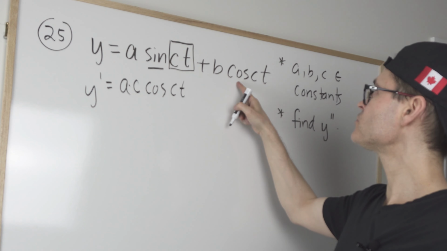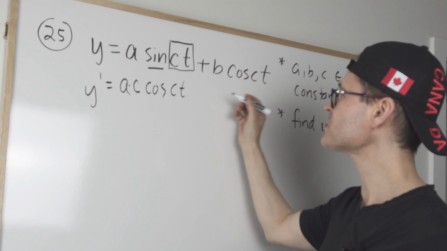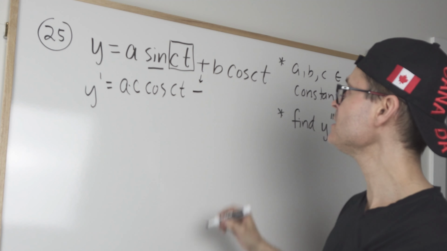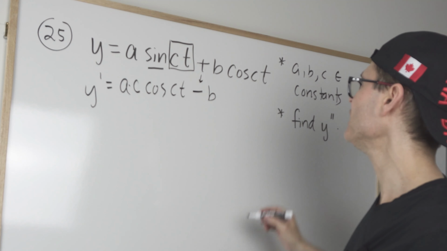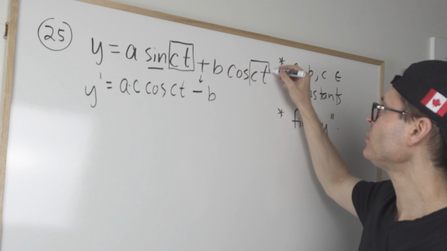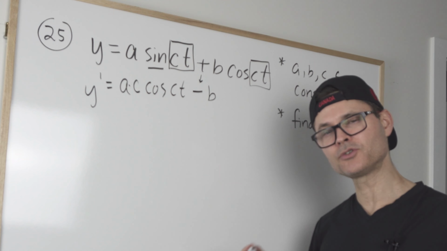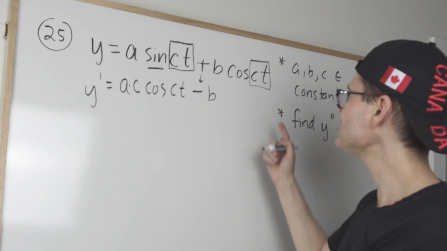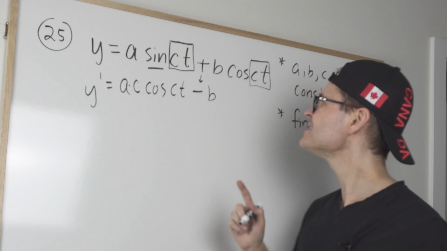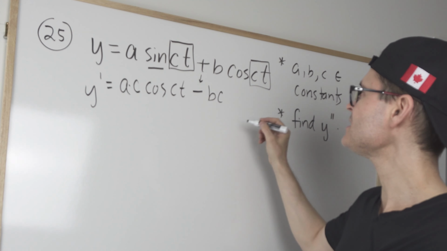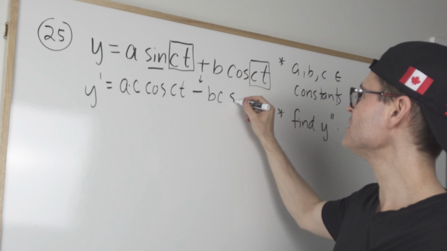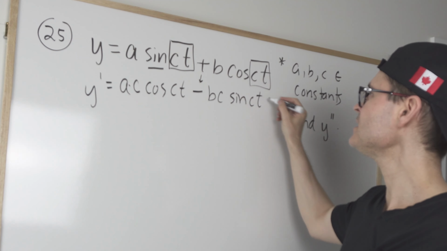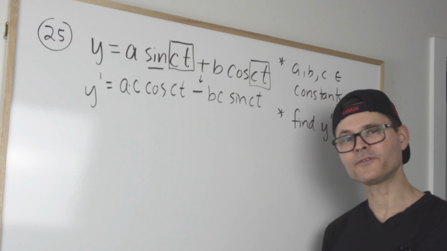Come to here, the derivative of cosine is negative sine. So that's going to turn negative, do you see? There's already a b out front. You're going to have to use the chain rule here for ct. So the derivative of ct, t is your independent variable, c is a constant, so you're going to get a c here, and that's going to turn into sine ct. Okay, well there's the first derivative.